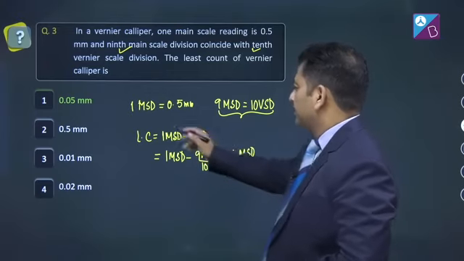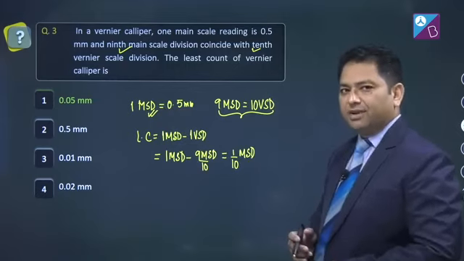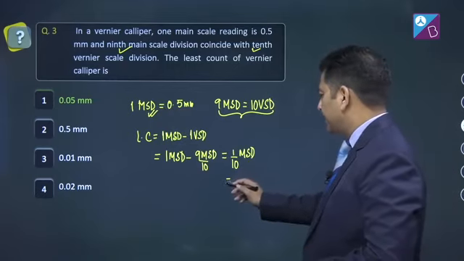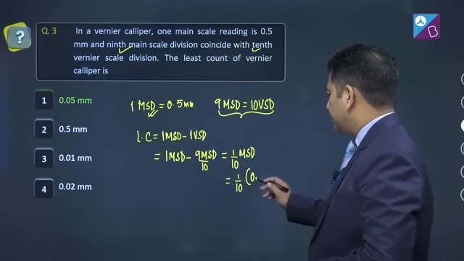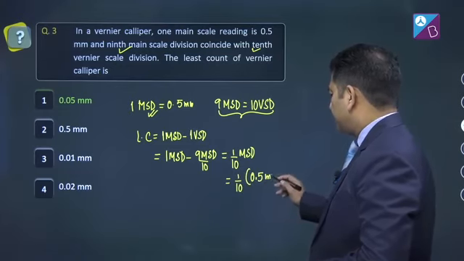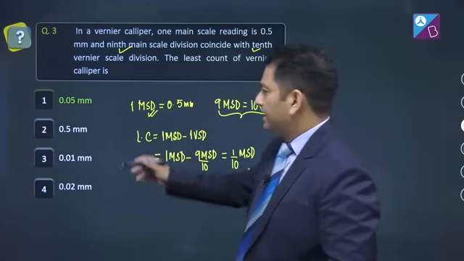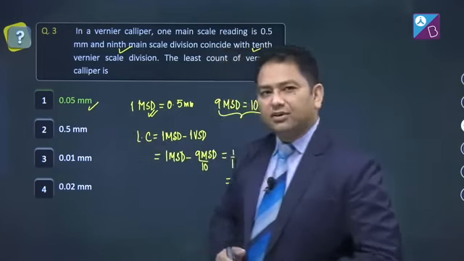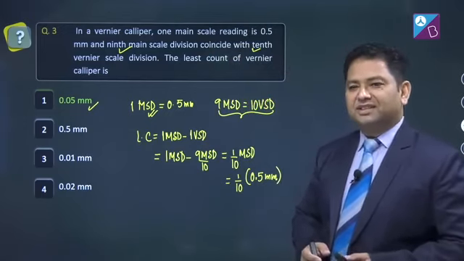Finally, you have to put the value of MSD that is given, 0.5 millimeter. That is 1 by 10 multiplied by MSD, which is 0.5. The unit of course is millimeter. So 0.5 divided by 10 is 0.05 millimeter. Let's proceed to the next question.